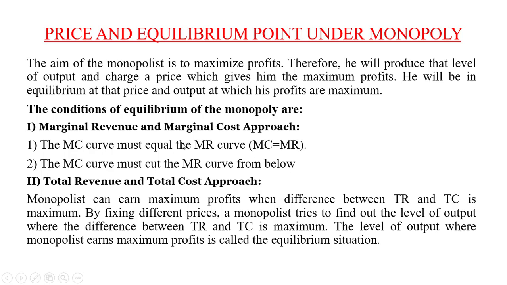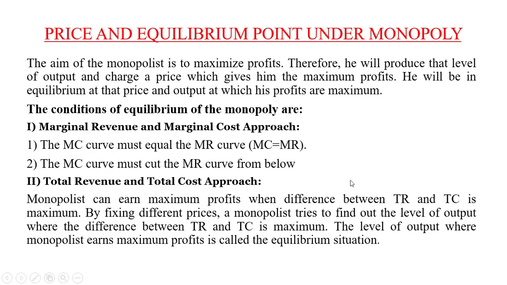But in addition to these two conditions, there is one more condition in monopoly, which is the total revenue and total cost approach. Total revenue and total cost, under this again they have to be equal. Now what is this? Monopolies can earn maximum profit when the difference between TR and TC is maximum. There should be a difference between these two.